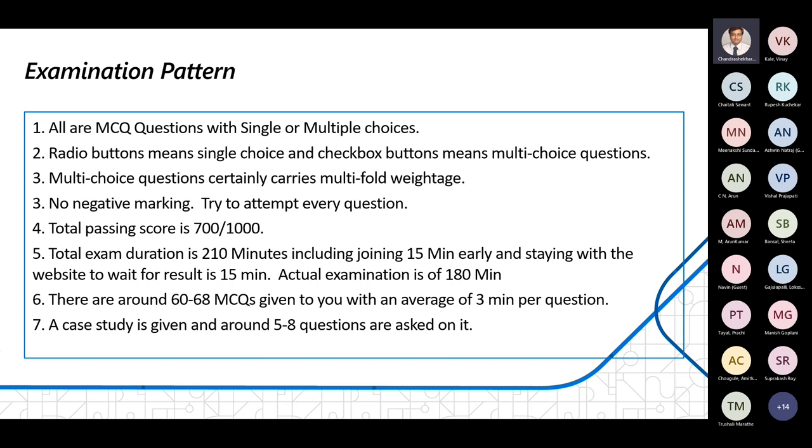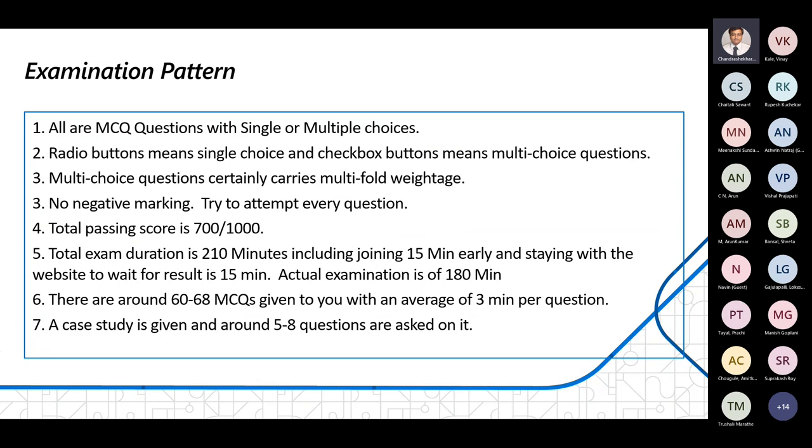The total passing score is 700 out of 1000. The total exam duration is 210 minutes, including 15 minutes you have to join early and 15 minutes post the examination where you have to stay and wait. So the actual examination is of 3 hours, that is, 180 minutes.